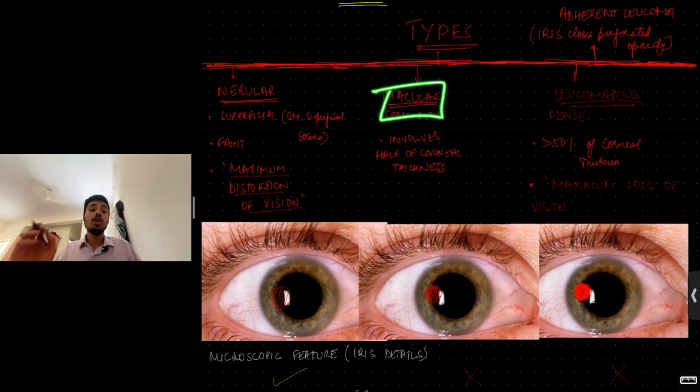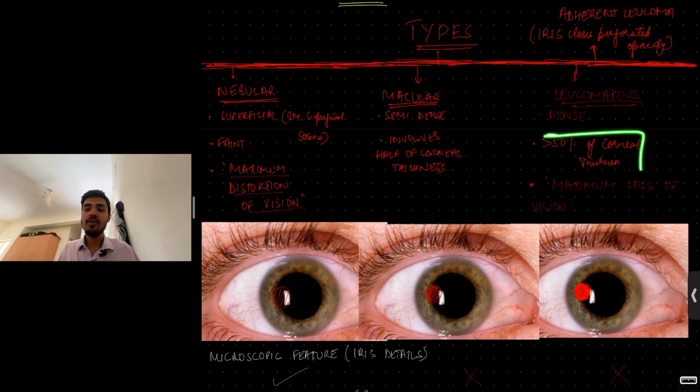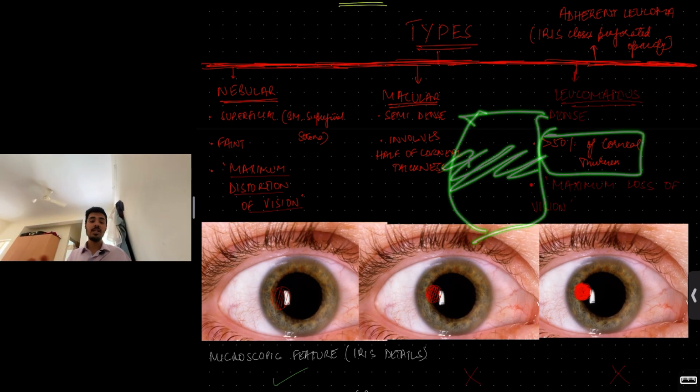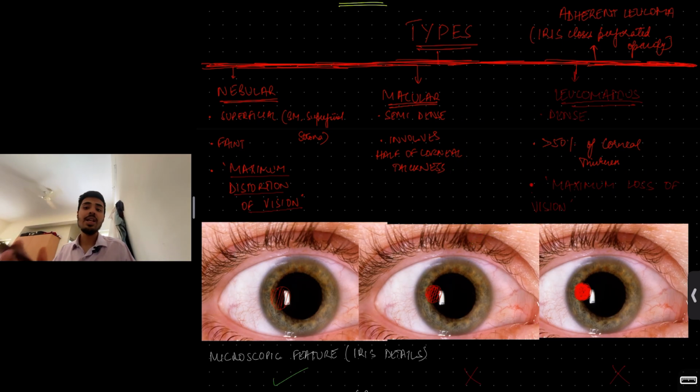Then leukomatous is a dense opacity when it involves more than 50% of corneal thickness. Almost the entire thickness of the cornea has become opaque. Then it is known as leukomatous. Leukomatous causes the maximum loss of vision. Why? Because it completely blocks the rays.